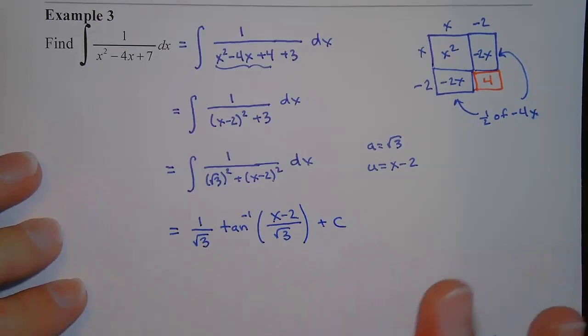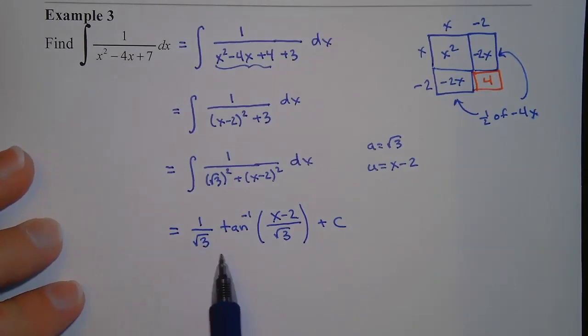Now, this is a fine answer. It's a good answer, but it's not the best answer, okay? Because we don't really want to leave square roots in the denominator. So we're going to multiply this one by square root of 3 over 3.